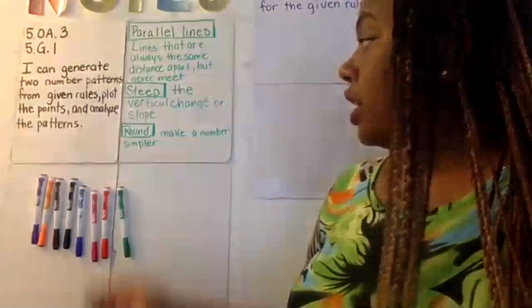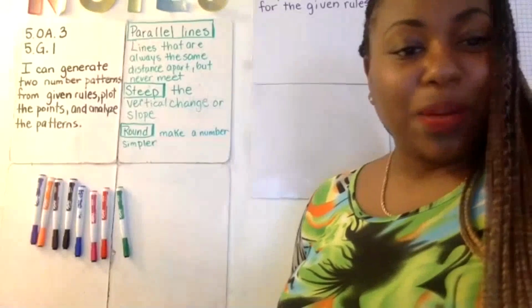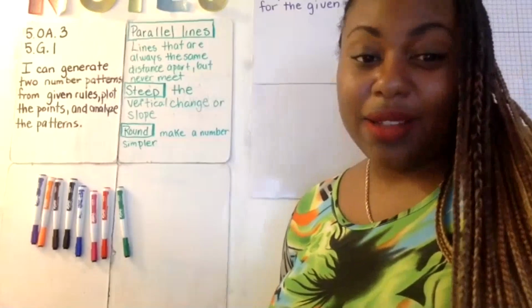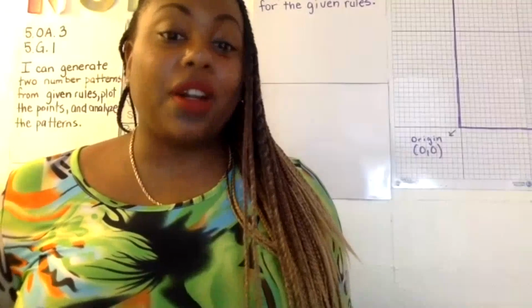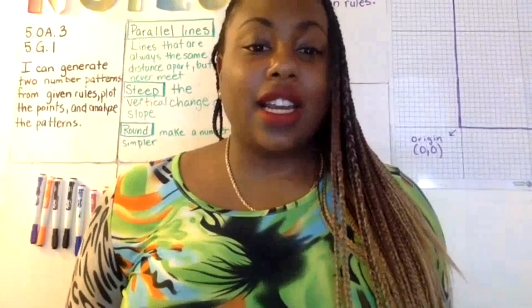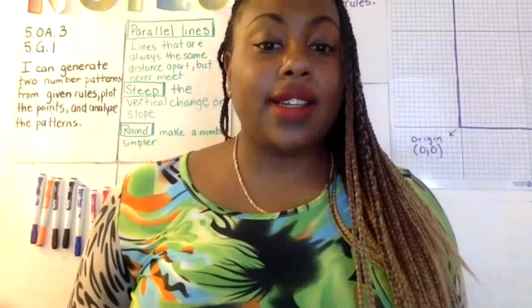So our next word is round, and we know what round means. We just make numbers simpler. We approximate or estimate. We've used the word estimate throughout the semester while we were in our Eureka math books. So let's get started on our daily fluency for week 9, day 1.